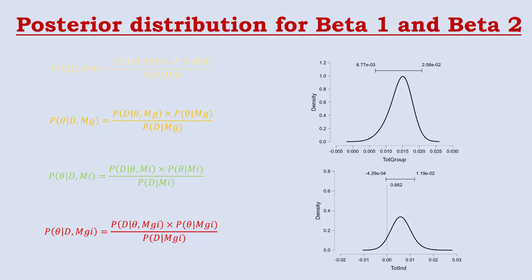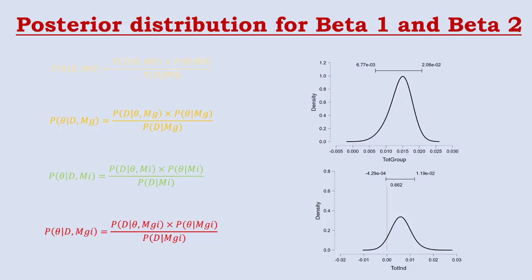On the bottom of the figure, we've got the posterior distribution over beta 2. Beta 2 is the slope of the regression that corresponds to individual practice. And as with group practice, it is the number of national rating points that would increase by the increase of 1 unit in individual practice. And we've got the distribution and the 95% credible interval. The mean of that distribution is 0.002, and the credible interval goes from minus 0.000429 to 0.0119.